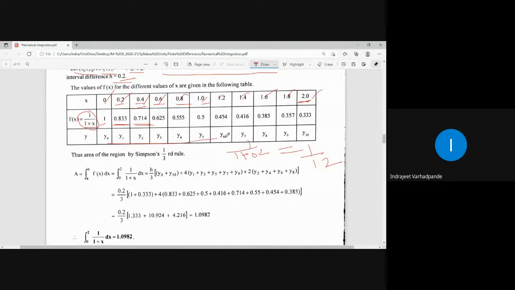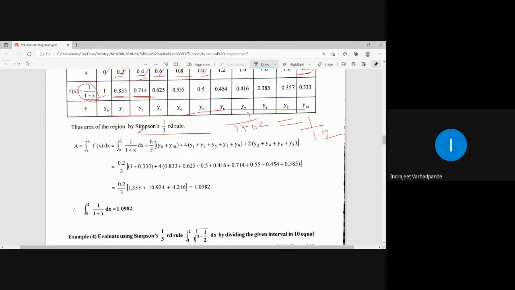Now all the corresponding values are obtained, y0, y1, y2 up to y10, using Simpson's 1/3 rule. What does Simpson's 1/3 rule say? h by 3 times y0 plus y10, the first and the last one, plus 4 multiplied by the odd values, plus 2 multiplied by the even values. y2, y4, y6, y8, y10 are already covered. These will be the even observations, and these will be the odd observations, 4 and 2. 4 multiplied by odd, 2 multiplied by even. So accordingly we will be applying and simplifying. This is how we try to get the simplification.